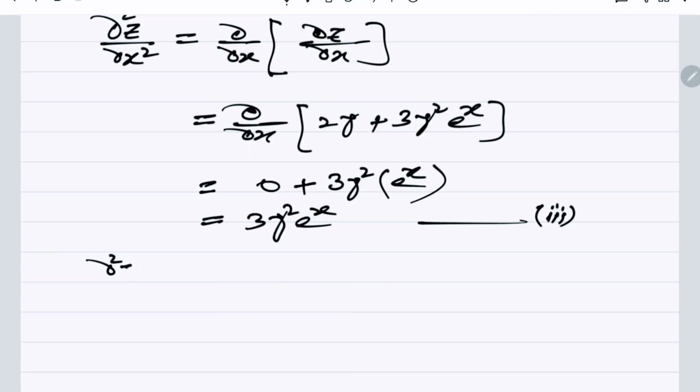Then dou 2z by dou y square. For that, we have to differentiate dou z by dou y again with respect to y.